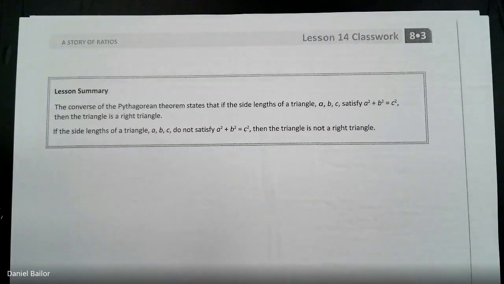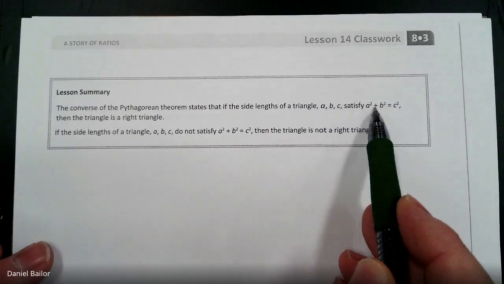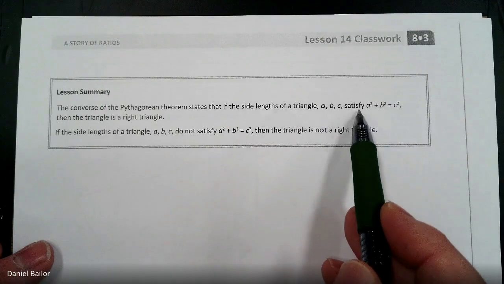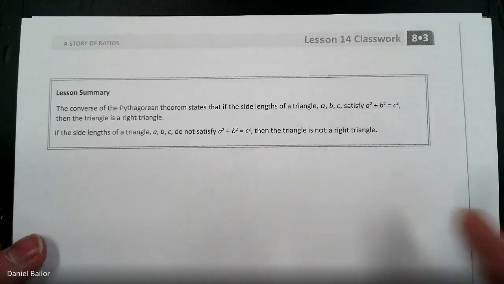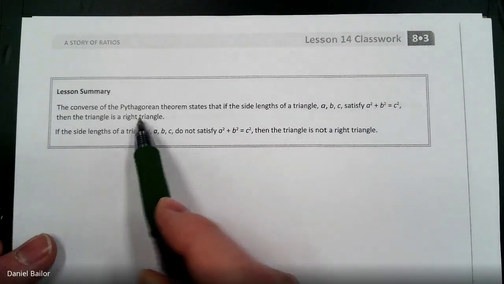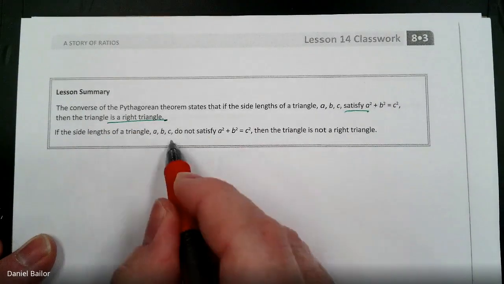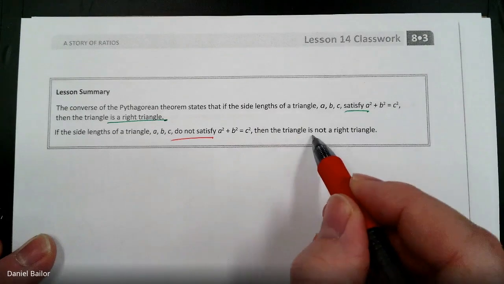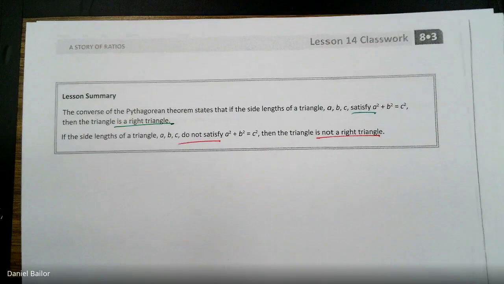So you'll see the lesson summary on page 159, which is just saying that if the sides satisfy the Pythagorean theorem, it is a right triangle. Satisfy is another way to say makes it work. I guess you could say if you are satisfied, you're happy. So the Pythagorean theorem is true. It is a right triangle. If it satisfies, it is a right triangle. If it does not satisfy, it is not a right triangle. Basically, the Pythagorean theorem test.